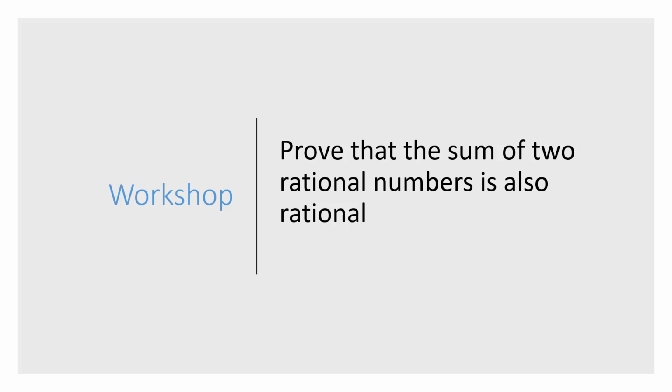So let's just prove this. The sum of two rational numbers is also rational. So let's say that we have two rational numbers. Suppose m is a rational number. We call it p over q because that's how we can express a rational number, where q is not 0, which is important. And n is maybe r over s. In this case, s is not 0.